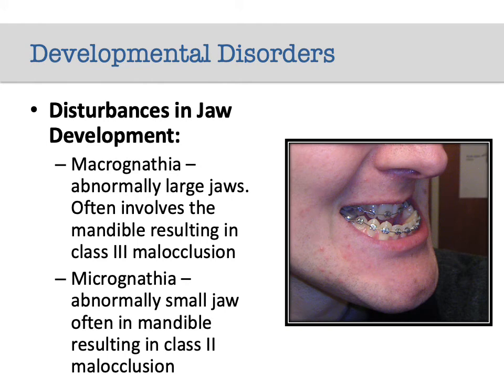We can have some disturbances in jaw development. Macrognathia is abnormally large jaws. This often involves the mandible, resulting in a class 3 malocclusion. Micrognathia is the opposite. It means that there are abnormally small jaws, and often it is the mandible and results in a class 2 malocclusion.